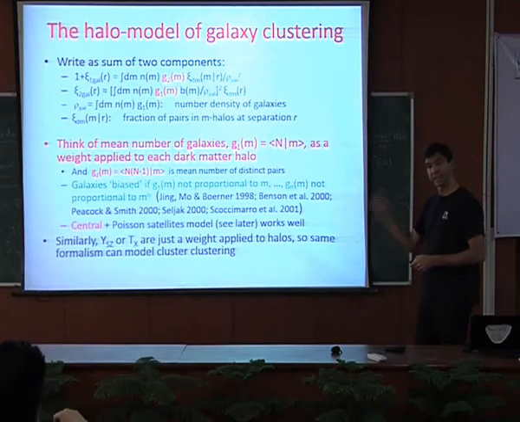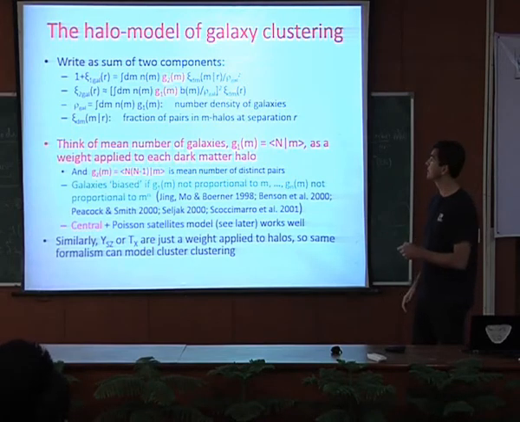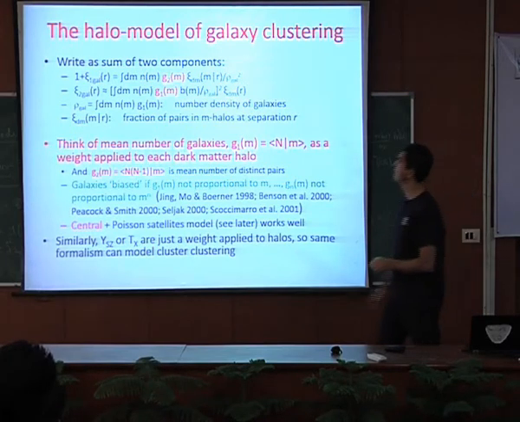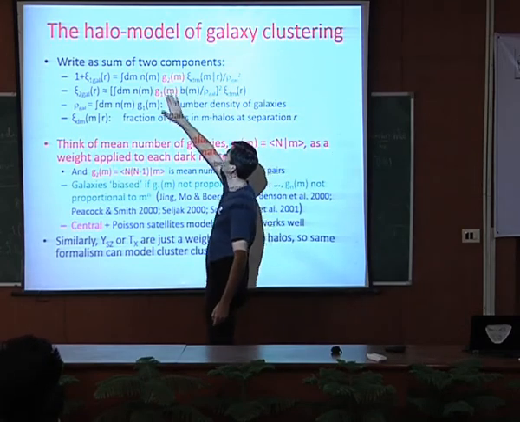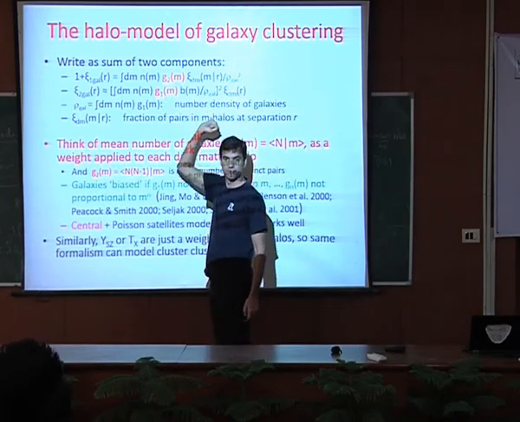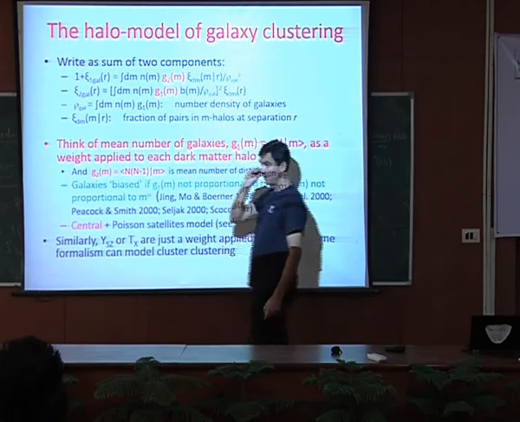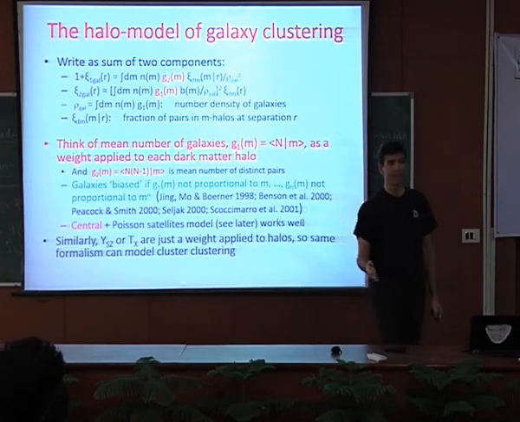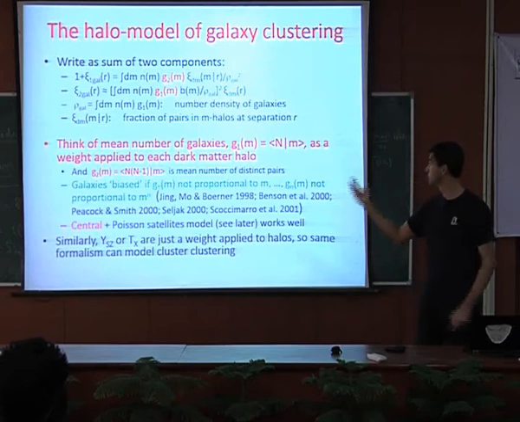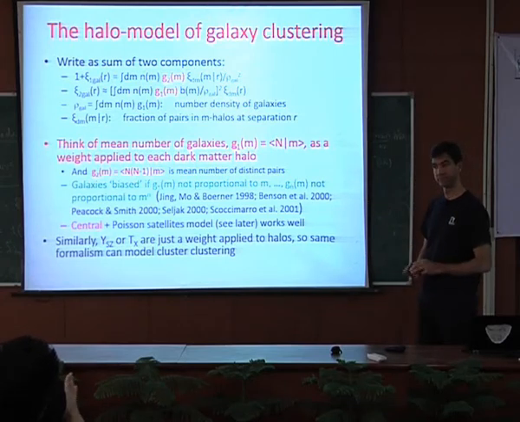And so the only difference between dark matter and galaxies is this weighting. For dark matter, this is proportional to m, and this is proportional to m squared. And so the reason a galaxy survey looks different from the dark matter is because those functions are not m and m squared. That's all.